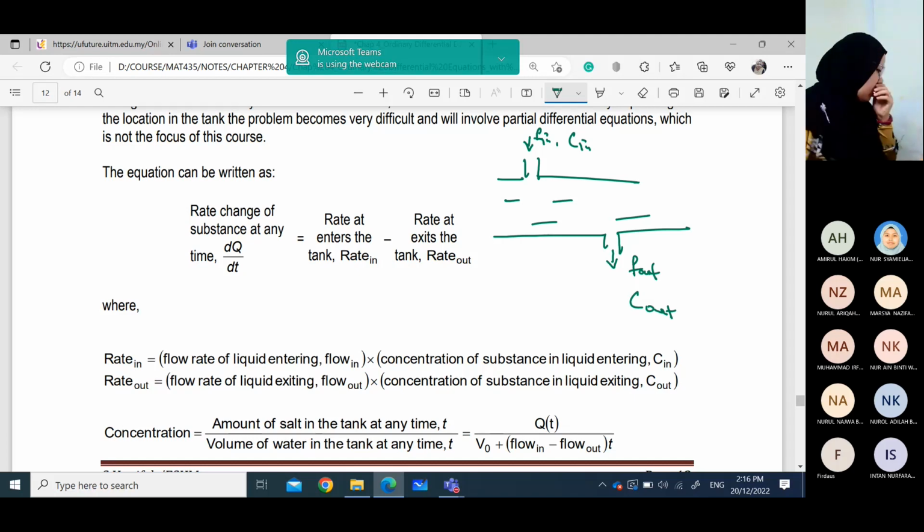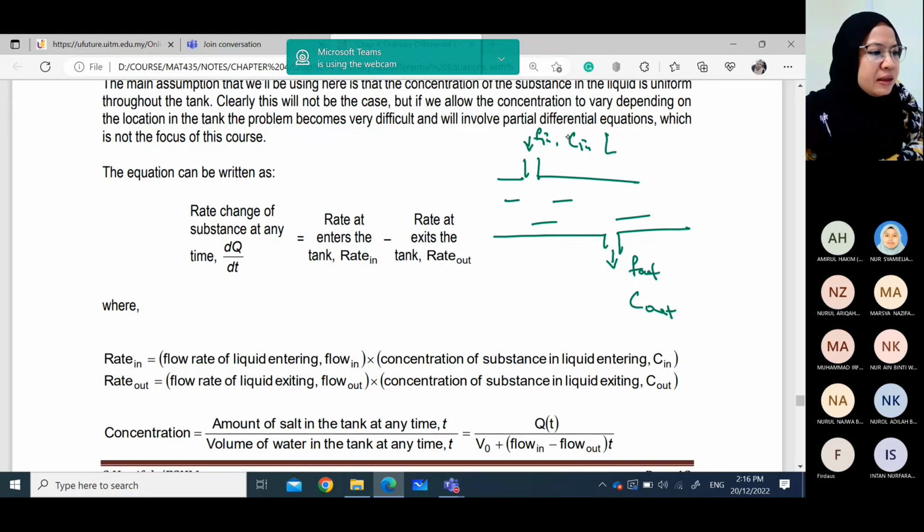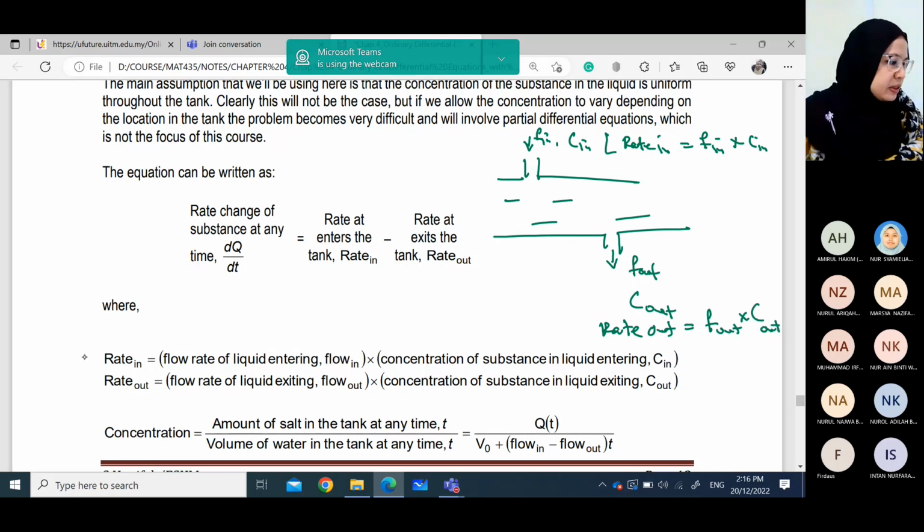Concentration out means the quantity of salt exiting with the liquid. Dia keluar pada masa yang sama. So we have flow in, C in. This one is about rate in. Rate in is flow in times C in. And for rate out, ada pengeluaran, rate out is equivalent to flow out times C out, concentration out.